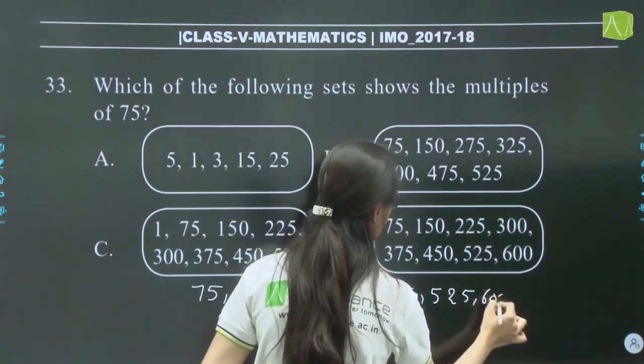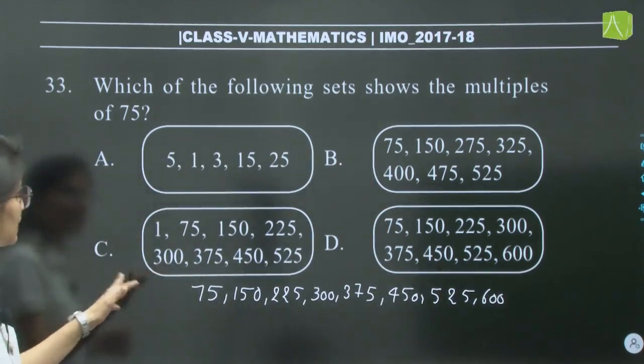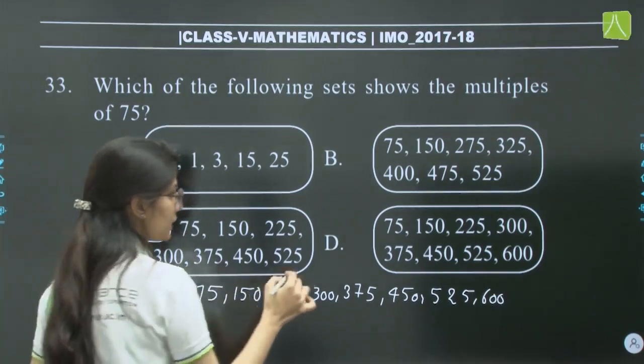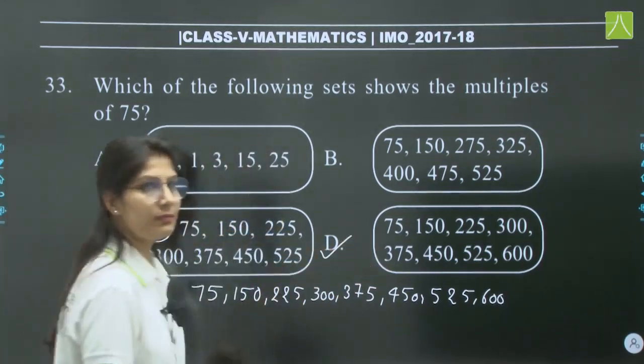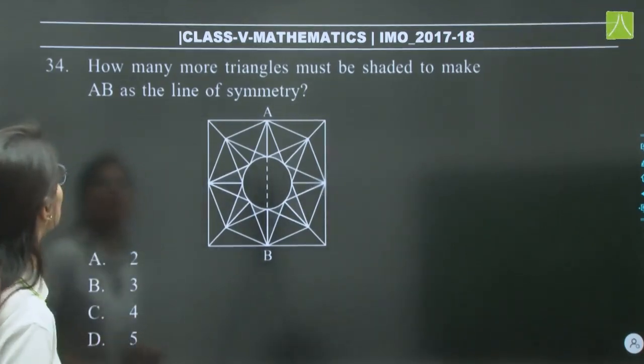So the multiples of 75, if you check option C, all the things are the same, but this one is not a multiple of 75. So the only correct option is option D for this question. Okay, so now let's solve question number 34.